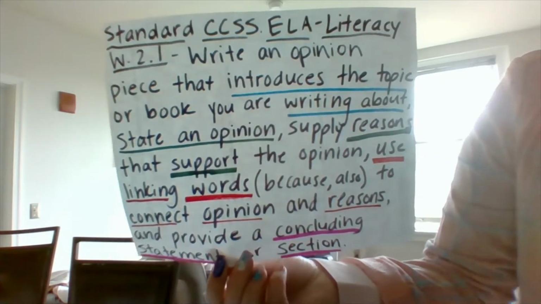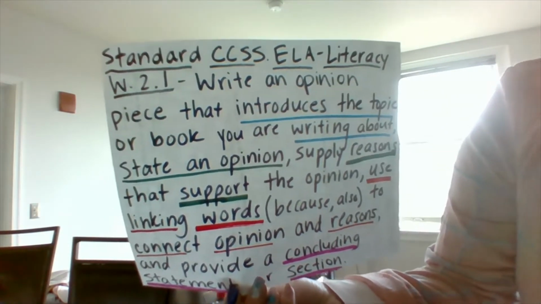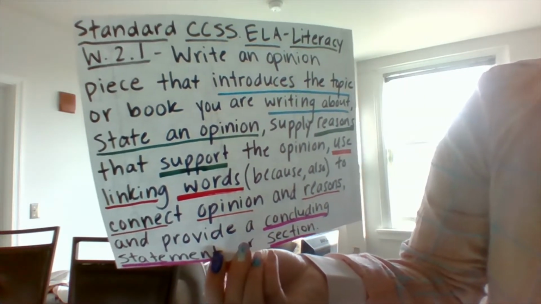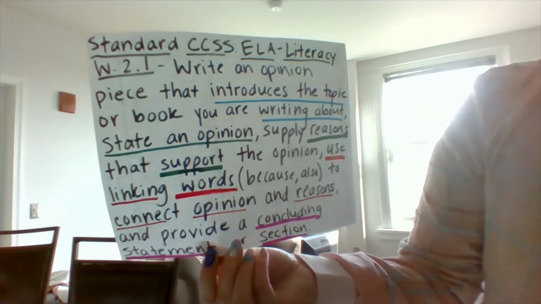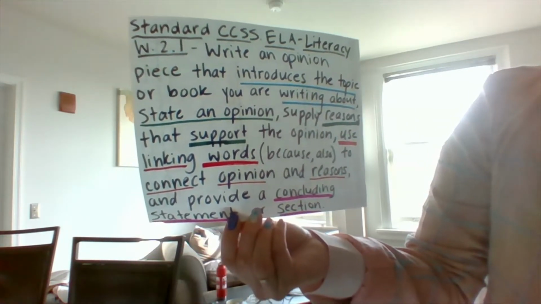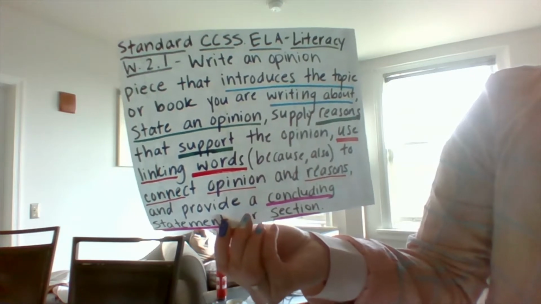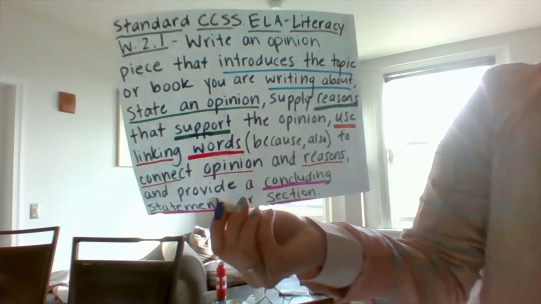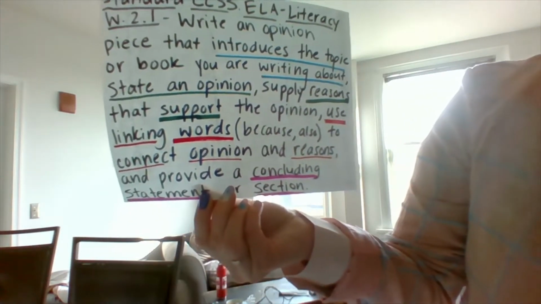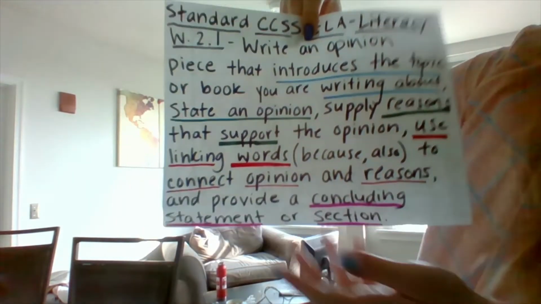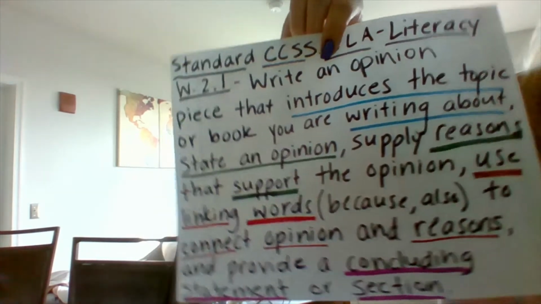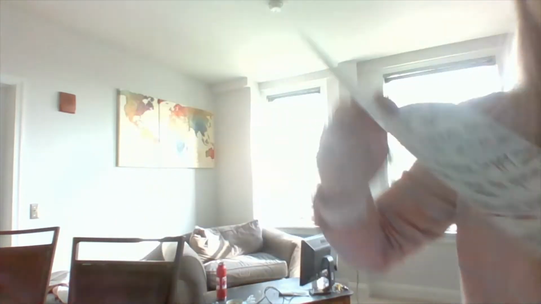All right. This week, we will be writing an opinion piece that introduces the topic or book you are writing about. State an opinion, supply reasons that support the opinion, use linking words, which are or can be because, also, and, to connect opinion and reasons, and provide a concluding statement or section. So this is our standard for the whole week.